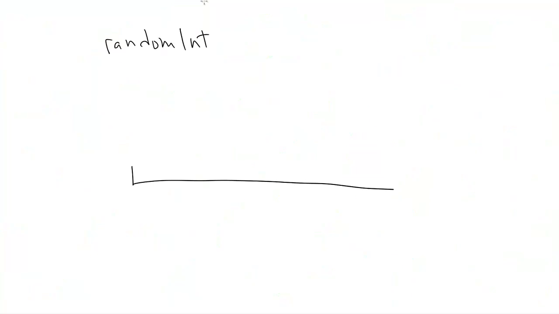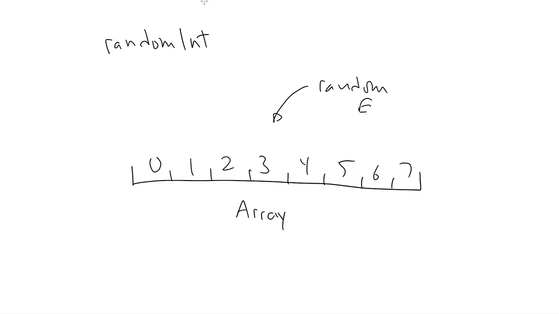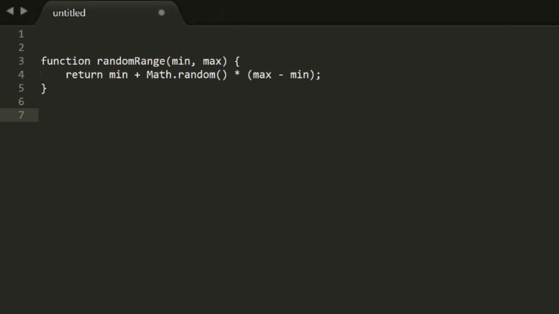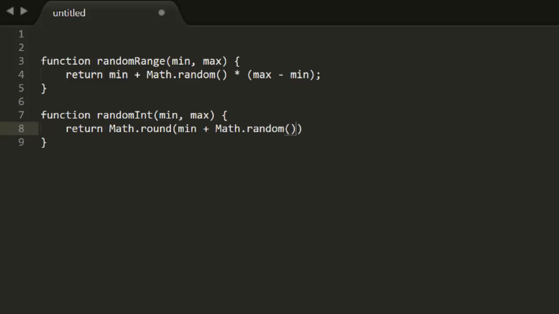Now, another quick random function we can create is randomInt. Probably the most obvious use for this is in accessing a random element in an array. Array indexes need to be integers, so if you generate a random number, you either need to floor it or round it. Otherwise, you'll be looking for an array index of something like 3.479, which doesn't exist. So our first try at randomInt is essentially the same function as randomRange, but we run the result through Math.round first. So we say randomInt(min, max). We return Math.round(min + Math.random() * (max - min)).